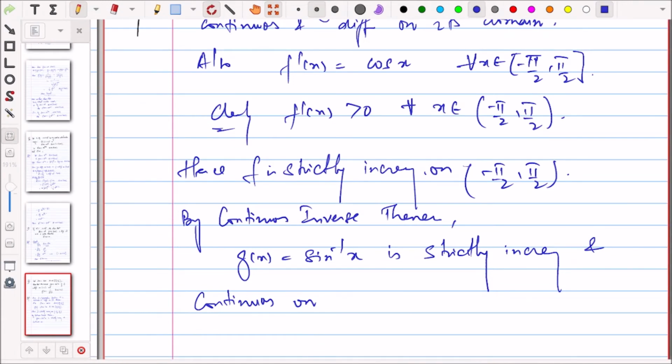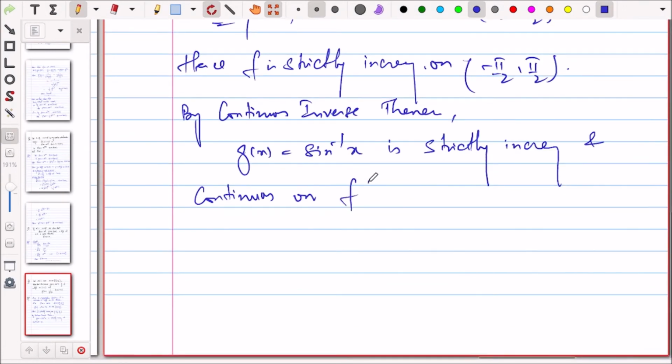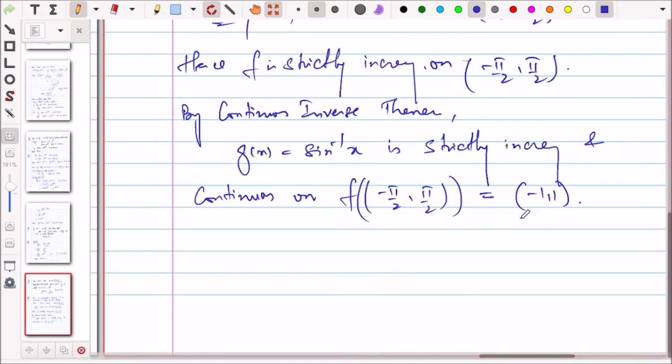Minus pi by 2 to pi by 2, minus, no, f of this, f of minus pi by 2 to pi by 2, okay, and what will be the set which is equal to minus 1 to 1, because it takes the values minus 1 to 1, okay, is it fine?